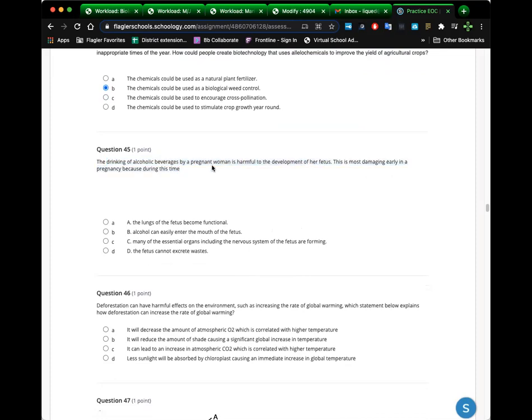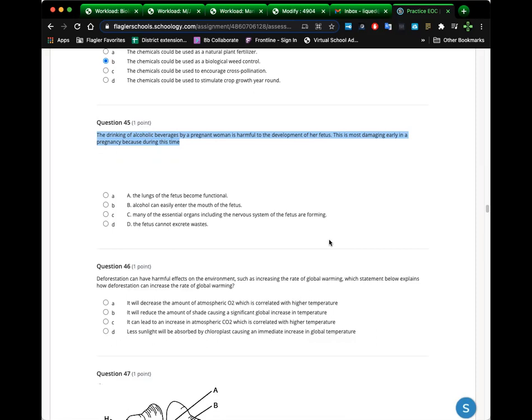All right, we talked about this before. So especially early in the trimester, most first trimester, almost everything's developing in the fetus. So it's important, especially at this time, because it can affect any of the essential organs.